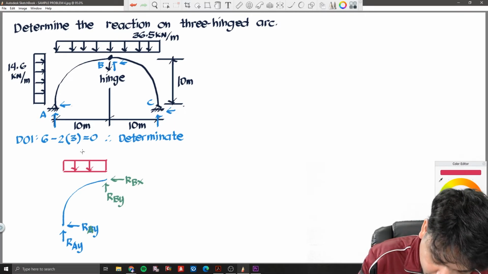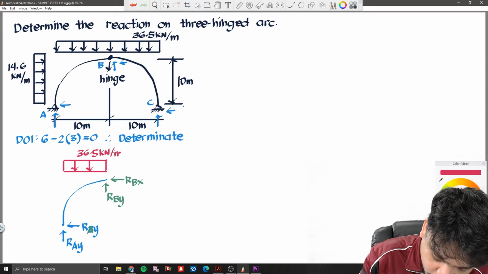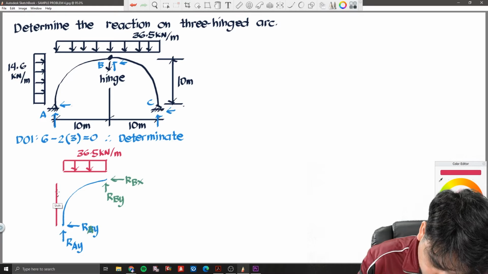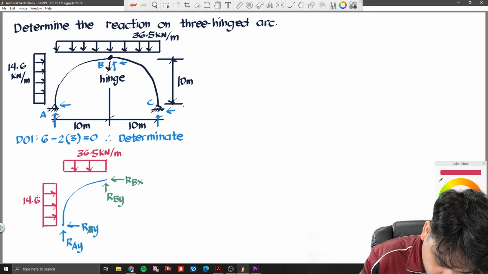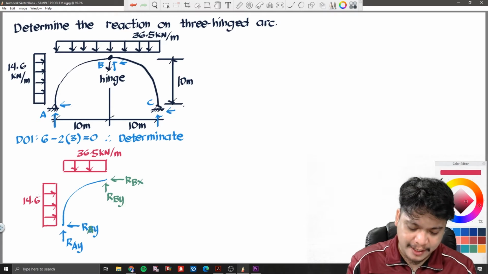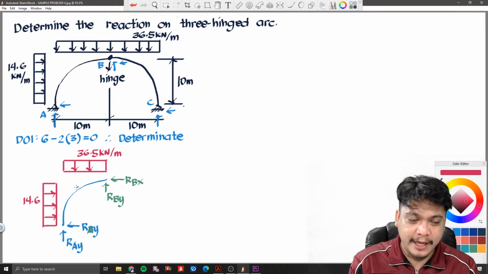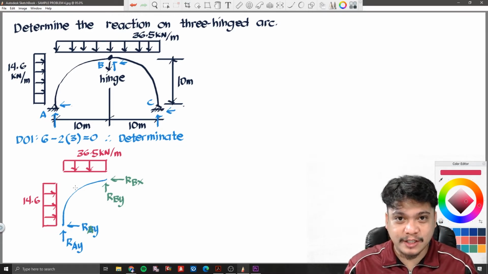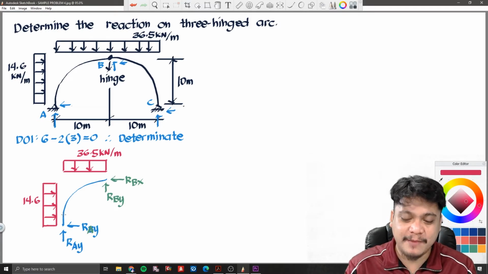Okay, and then meron siyang 36.5 kilonewton per meter. And then somewhere here, okay, meron din akong load dito, and that's around 14.6. Okay, now, kung mapapansin nyo yung load natin, na along with the horizontal, parallel to horizontal, ibig sabihin yung kukunin niyang distance is also the horizontal distance. Wala siyang pakialam dito sa curve. Okay, so ganun ang ibig sabihin nun.